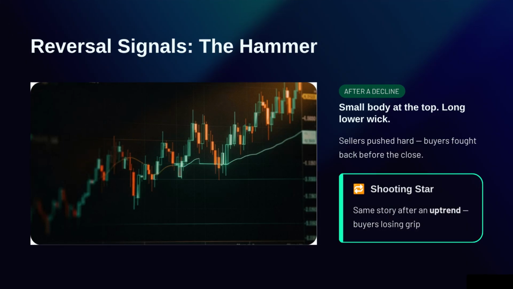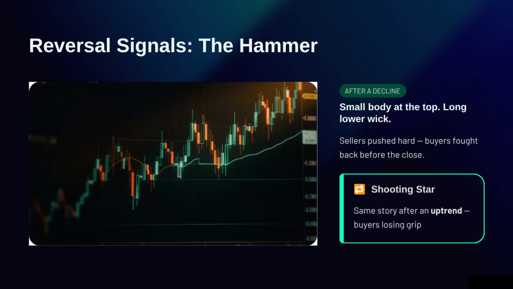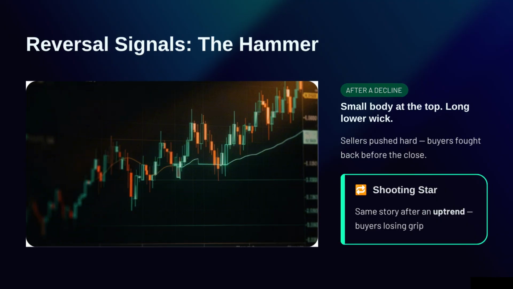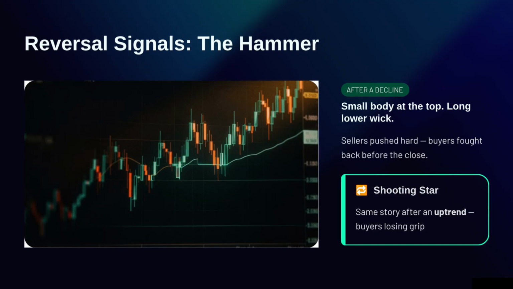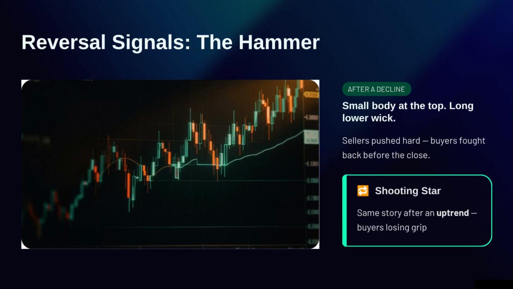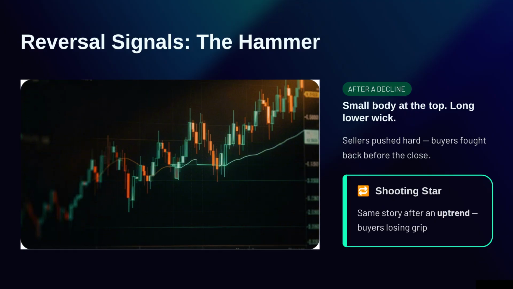Let's talk about the patterns traders actually rely on, starting with reversal signals. The hammer: small body near the top of the candle, long wick stretching downward. This forms after a decline. Sellers pushed price down hard, but by the close, buyers had fought their way back. It doesn't guarantee a reversal, but it shows a shift in control that many traders watch closely for confirmation. Now flip it upside down and you get the shooting star. The same story, told after an uptrend, with buyers losing their grip.